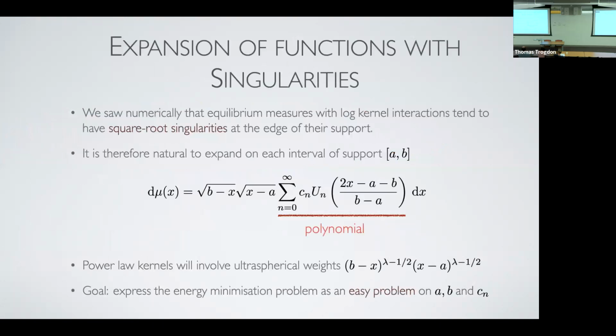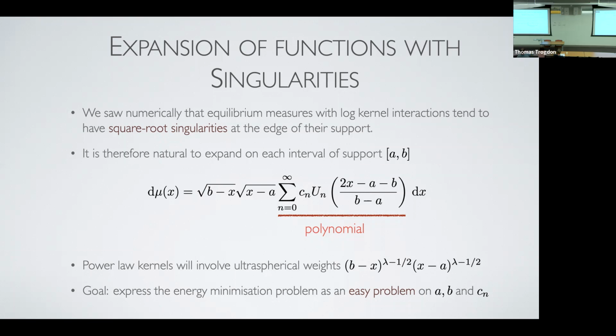Okay. So as I mentioned, based on both the analysis and the movie we just saw, we know that the measure will have a square root singularity. So it's very natural to represent the measure, let's say it has a single interval of support, as a Chebyshev weight shifted to the interval AB times a polynomial. And if we have a Chebyshev weight, why not use the orthogonal polynomials with respect to that weight? We'll see later that the analog for power law kernels will be a Jacobi weight with Jacobi polynomials.